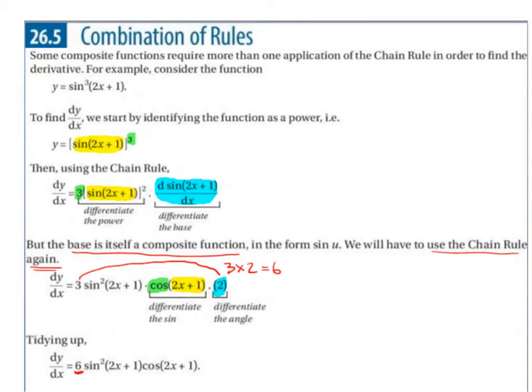And next we simplify. 3 multiplied by 2 is 6, so that's where the 6 comes from. Sine squared 2x plus 1, and then we just stick on the cos 2x plus 1. So here we have the derivative. So what we did was we applied the chain rule twice.